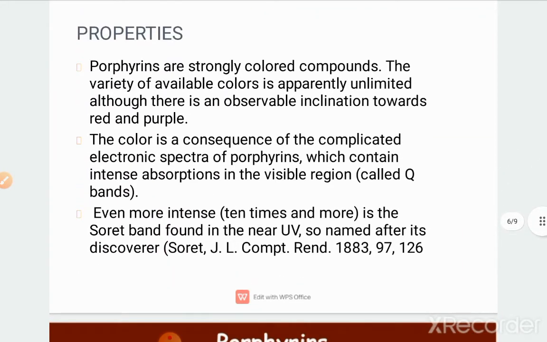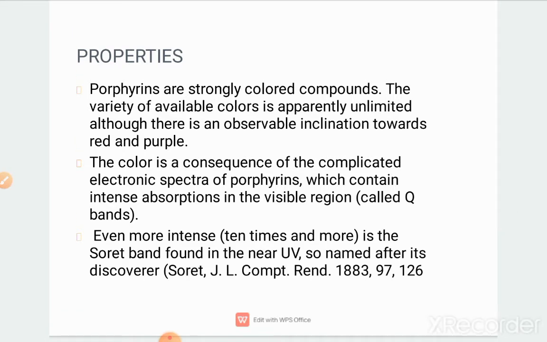The properties of porphyrins: they are strongly colored compounds. The variety of available colors is apparently limited, although there is an observable inclination towards red and purple. The color is a consequence of the complicated electronic spectra of porphyrins, which contain intense absorptions in the visible region called Q bands. So hence we sometimes call cytochrome Q. Even more intense, 10 times and more, is the Soret band found in the near UV, so named after its discoverer, Soret.